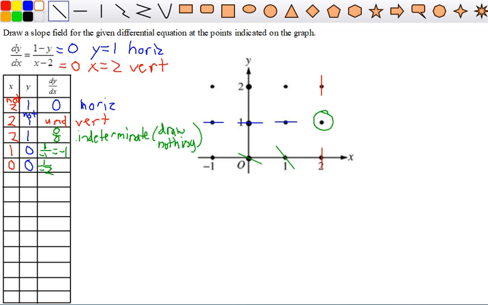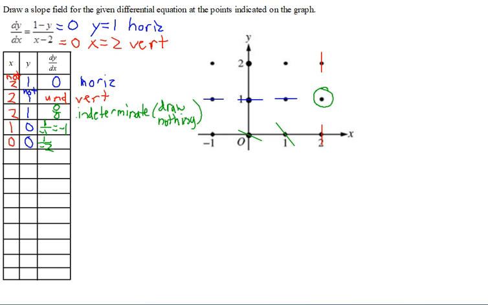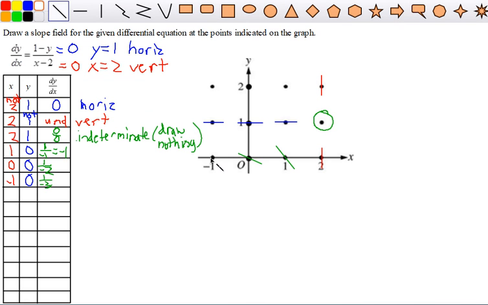And then finally, let's go negative 1, 0. So if y is 0, again, we get 1 on the numerator. And if x is negative 1, we get negative 1 minus 2, that's negative 3. So that's a negative 1/3. So it'd be down 1, right 3. So this is still negative, but even less steep than the other one. So these don't have to be drawn perfectly, just be able to tell the relative steepness there.